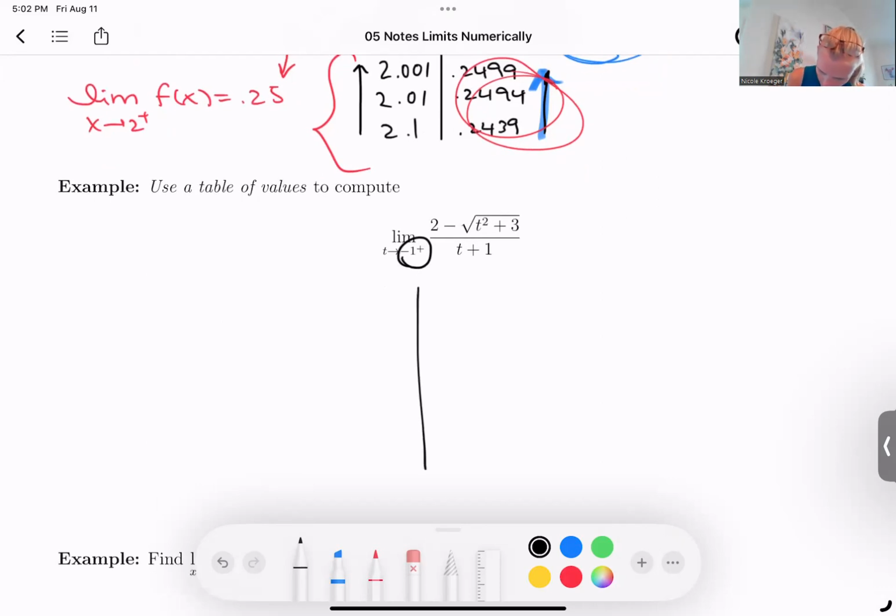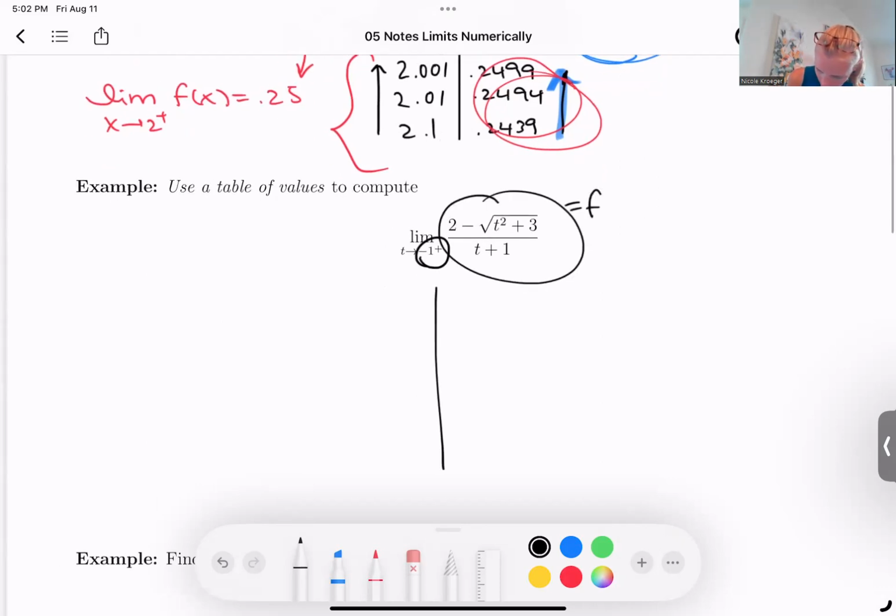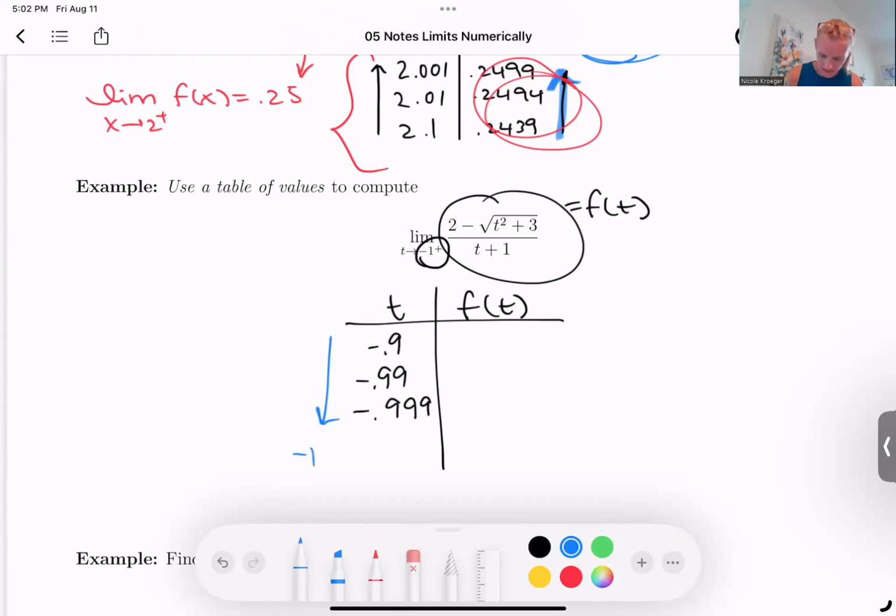So this guy is my function here. Actually, notice that t is my variable. So I'm going to have t and f of t. I want numbers that are a little bit bigger than -1, which means a little closer to 0. So numbers that are closer to 0 than -1 would be like -0.9, -0.99, -0.999. We notice that these numbers get closer to -1.